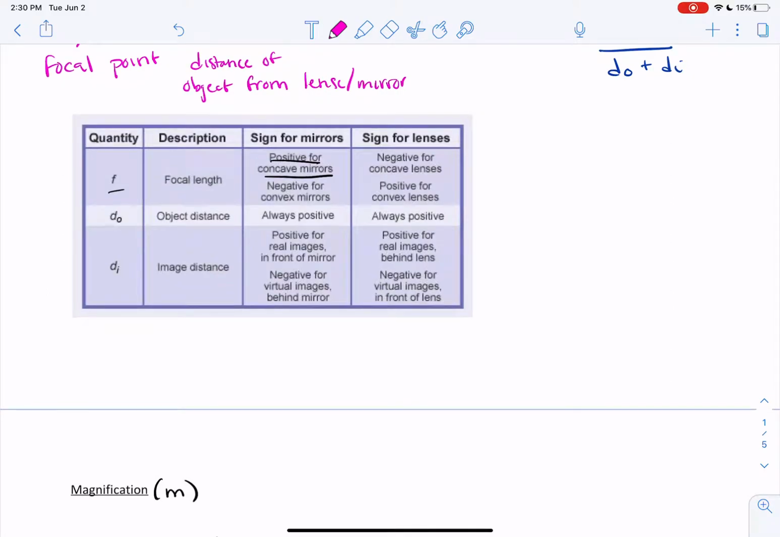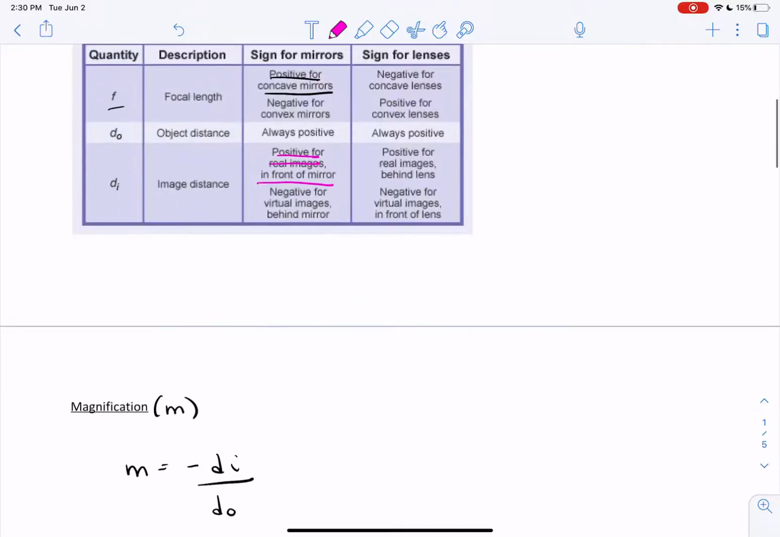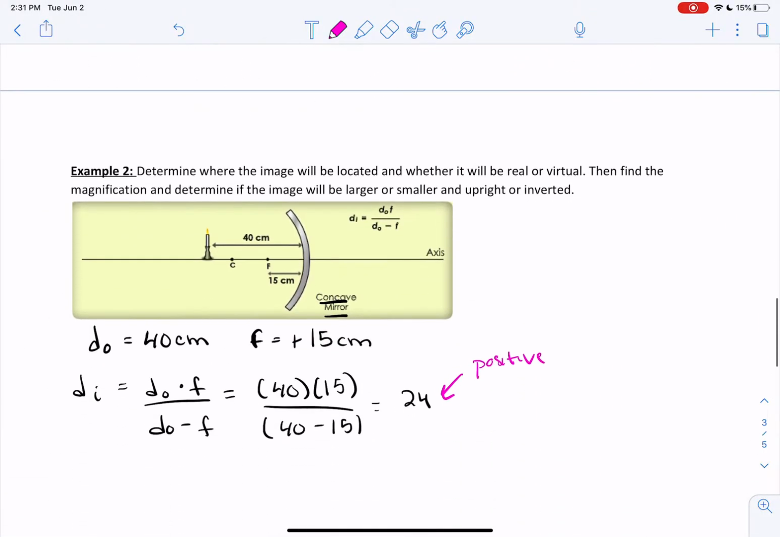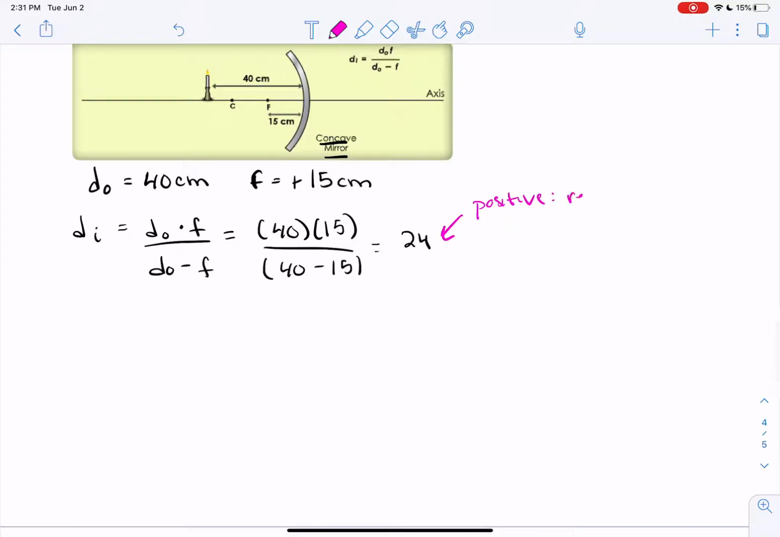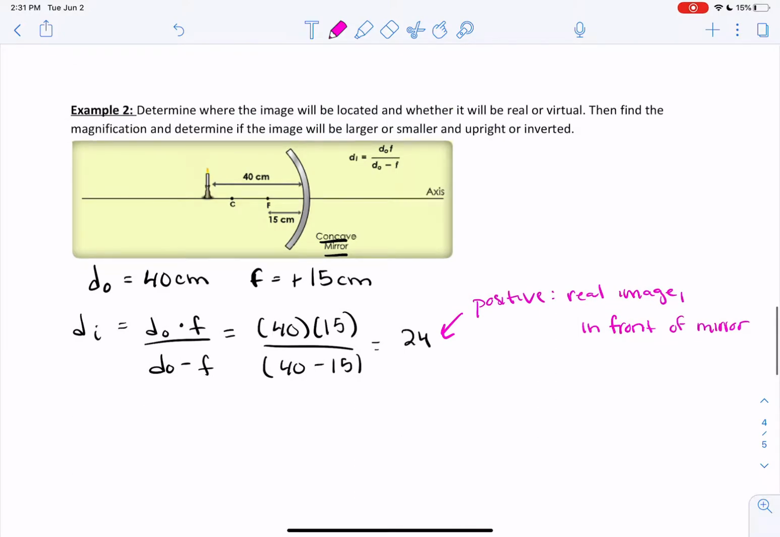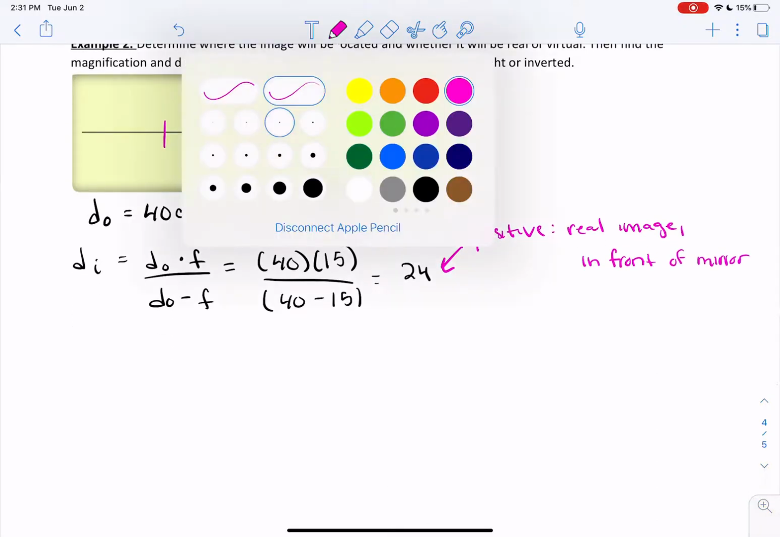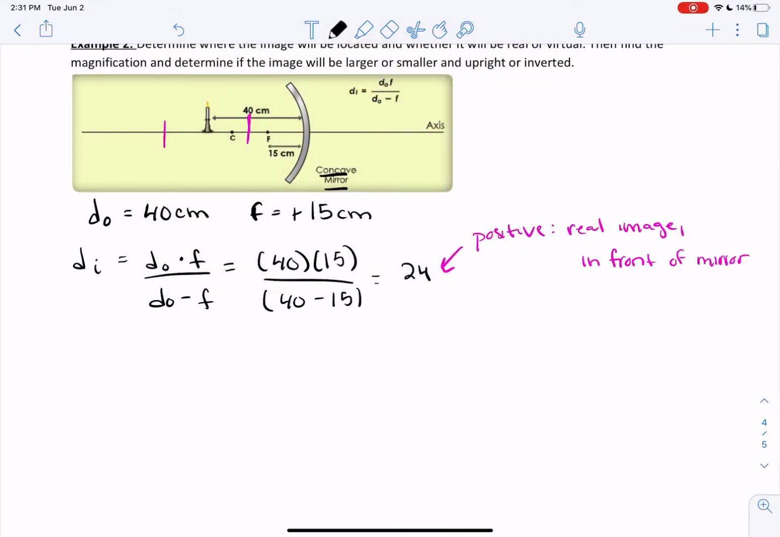So for a mirror, our positive image distance means it's a real image in front of the mirror. Okay, real image in front of mirror. Very good, right? So that means it's going to be in front of the mirror somewhere around here. Okay, or it could be over here, but in front of that mirror. All right, now let's figure out what that magnification is.